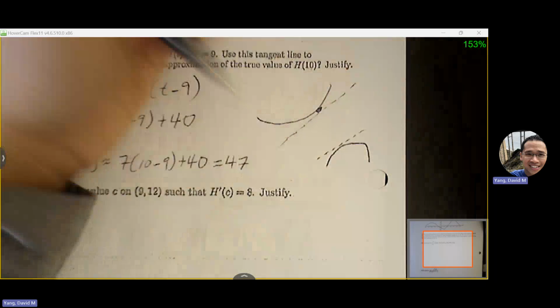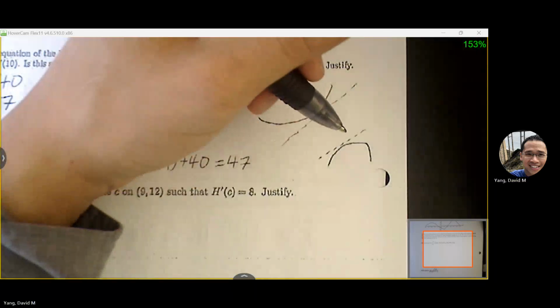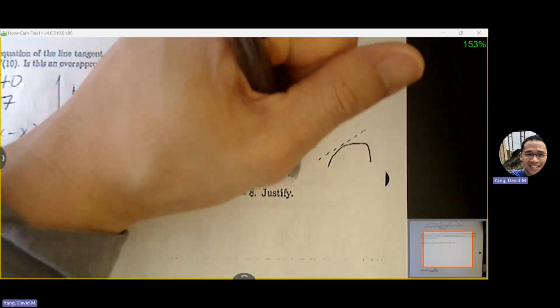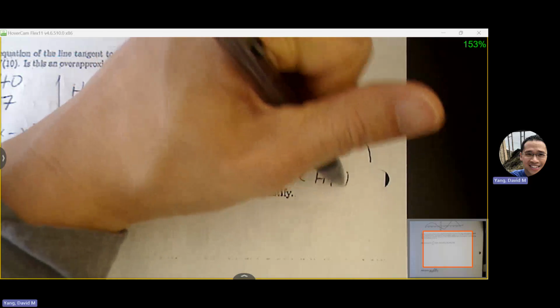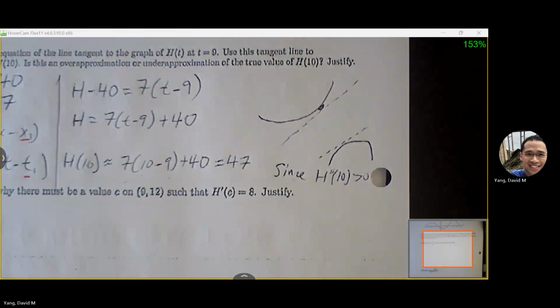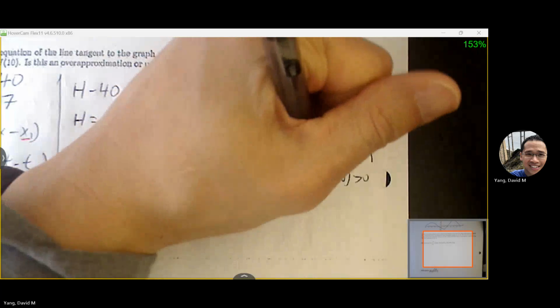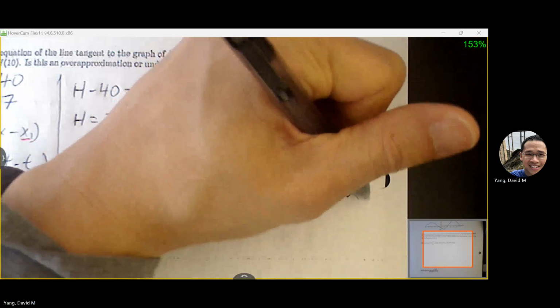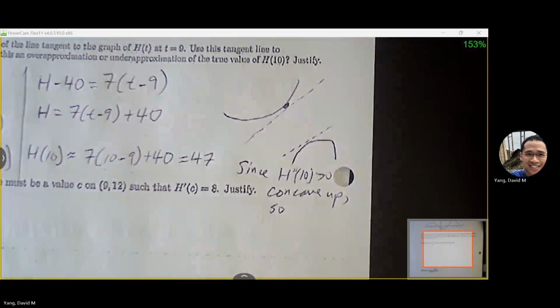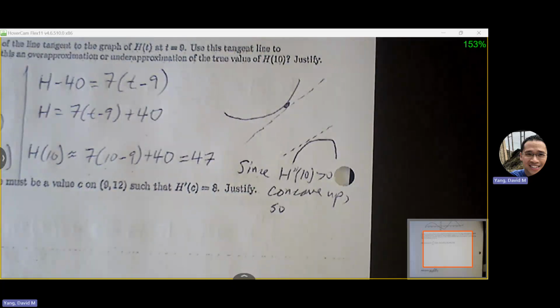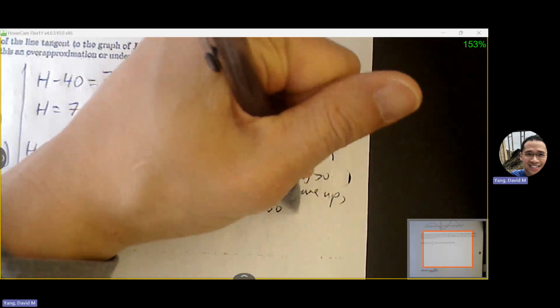So we can say, since H double prime of 10 is greater than 0, our graph is concave up. Therefore, the linear approximation value is going to be an under approximation.